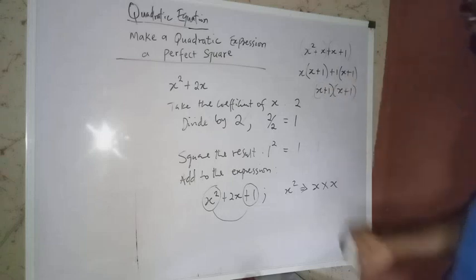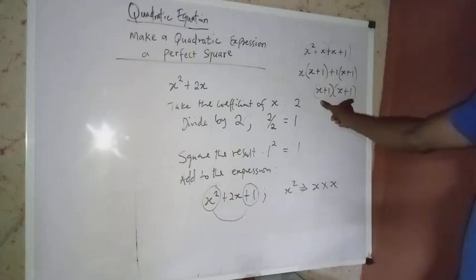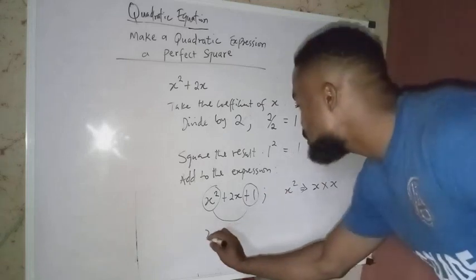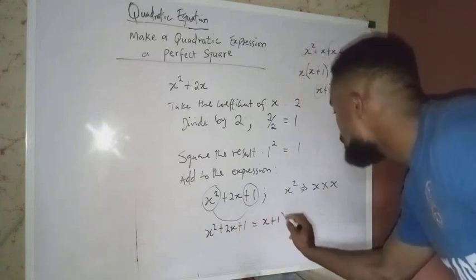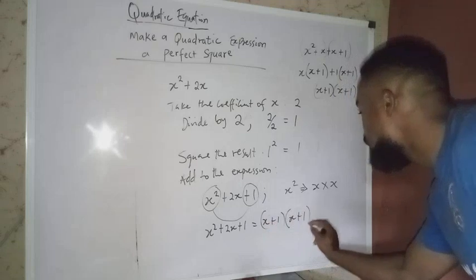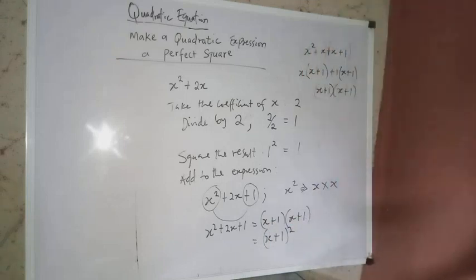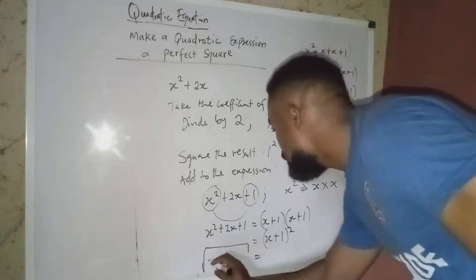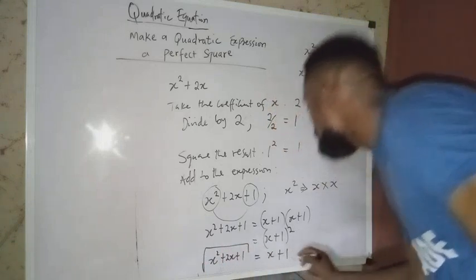So with this, we now have x plus 1 and x plus 1. So you can see now that this expression is a perfect square, because the square root of this will be what? X plus 1. So that's like saying x squared plus 2x plus 1 is equal to x plus 1 and x plus 1, or we say x plus 1 squared. And if we say x plus 1 squared, this means that the square root of x squared plus 2x plus 1 is simply x plus 1.